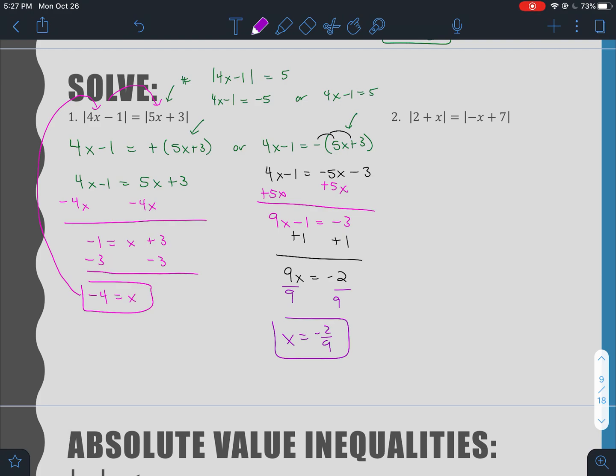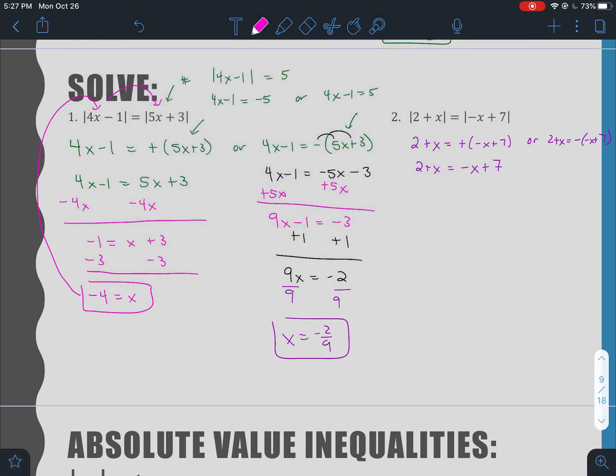Why don't you pause the video and try number 2 using the same method? All right, so 2 plus x is either equal to the positive version of negative x plus 7, or 2 plus x is going to equal the negative version of negative x plus 7. So on the first one, if I distribute a positive, it doesn't change anything. So 2 plus x is equal to negative x plus 7.